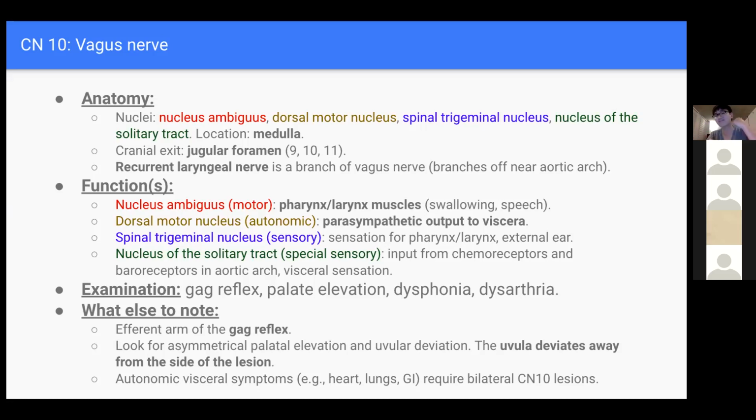So if I have a left-sided CN10 lesion, then my left palate isn't going to elevate, right? So my right palate is going to elevate, and that's going to tilt the uvula towards the right, away from the left-sided lesion. Okay, so it's away from the lesion. And the autonomic symptoms require bilateral CN10 lesions. So what I mean by that is you need to have both sides messed up if you want to have parasympathetic impairment, okay? Because one side can take care of the entire body.